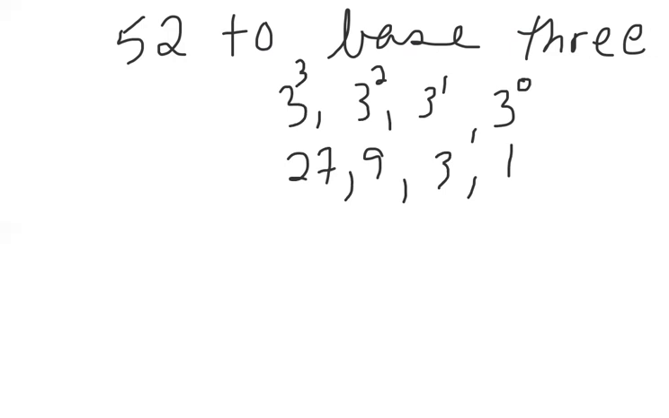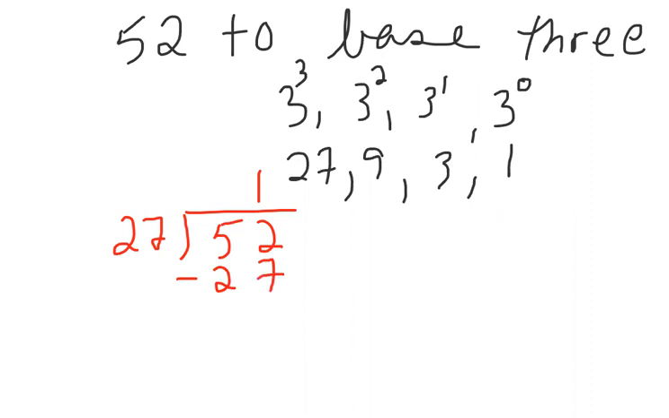We got 1, 2, 3, 4 digits. So we have to make sure, guys, when we write out this number, the answer in base 3 includes 4 digits. So you have to use every place value. So now we're going to start with the largest number and divide it into 52. 27 goes into 52. How many times? Once. You subtract 27 from 52, that leaves you with 25.